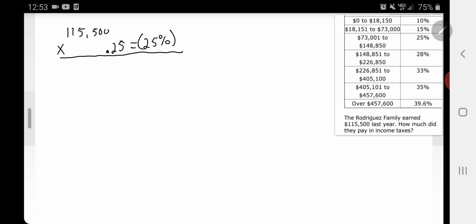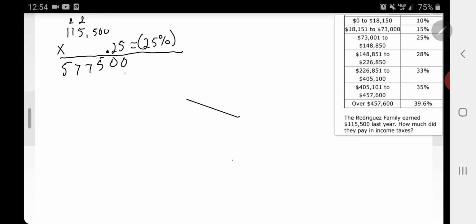Okay. So 5 times 0 is 0. 5 times 0 is 0. 5 times 5 is 25. Carry the 2. 5 times 5 is 25. Plus that 2 is 27. 5 times 1 is 5, plus 2 is 7. And 5 times 1 is 5.